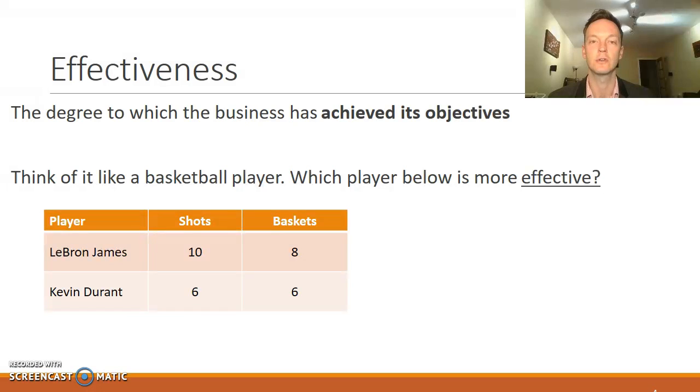Now, effectiveness is the degree to which the business has achieved its objectives. And the easiest way I like to think about this is think of a basketball player. Okay, and we've got a couple of basketball players here that you might have heard of, LeBron James and Kevin Durant. And what I want you to ask yourself is, if we're thinking about effectiveness as being the degree to which the business has achieved their objectives, which basketball player has done a better job of achieving their objectives? I'll give you a couple of seconds to think it over.